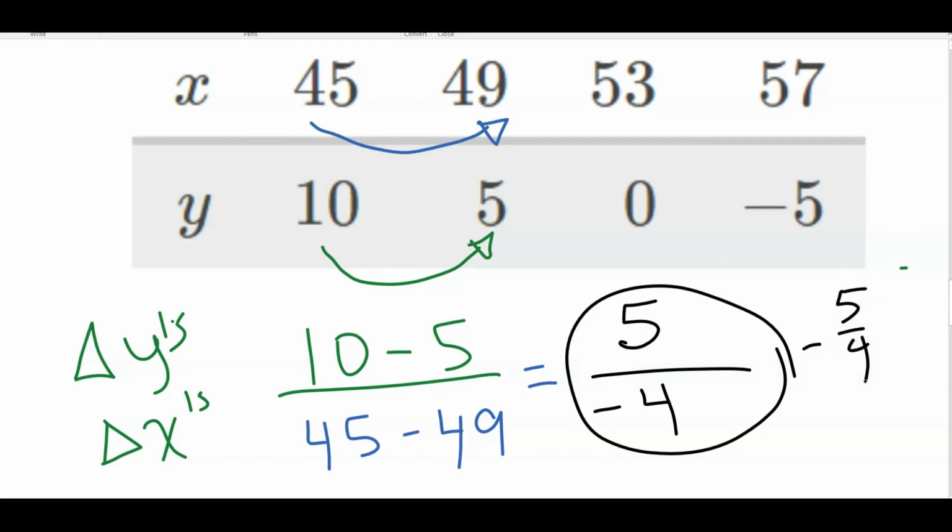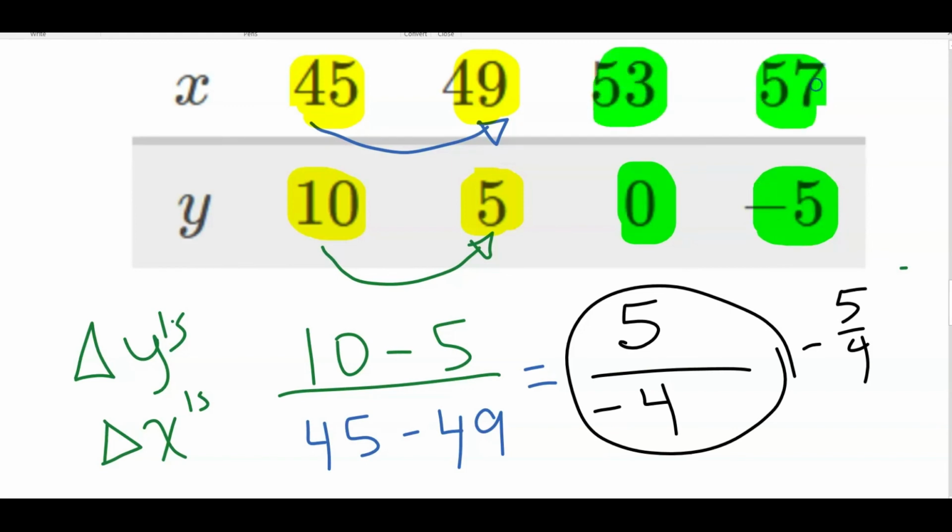Now I had to be specific when I use these points. If I subtract 10 from 5, I have to go straight above that to find my x's. 45 minus 49. I have to do it in the same order. Now I could have used any points there, but I would just need to make sure that I follow the same order. Like I could have said 0 minus negative 5 to find my y's. That's still going to give me positive 5. And I could have said 53 minus 57. It's still going to give me that negative 4.